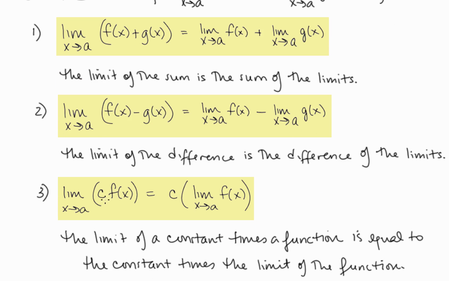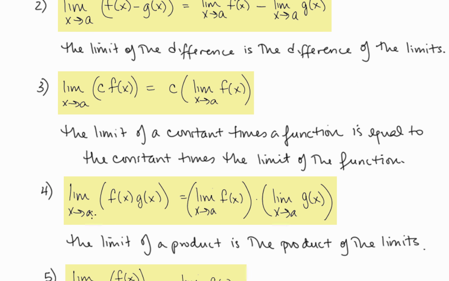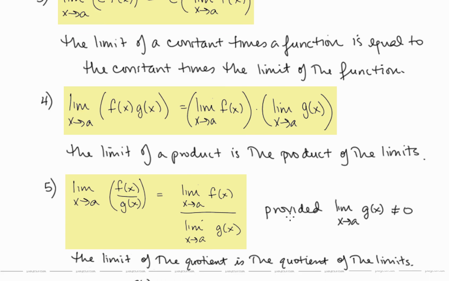If we have a constant times our function inside the limit, we can pull that constant outside the limit. If we're taking the limit as x goes to a of the product f of x times g of x, and both of the limits exist individually, we can take the product of the limits. Same thing for a quotient.